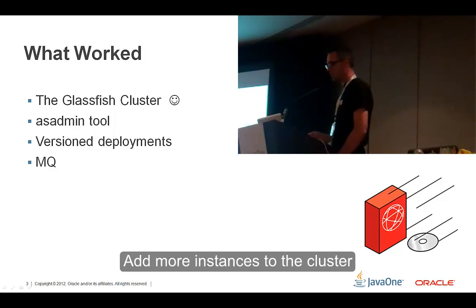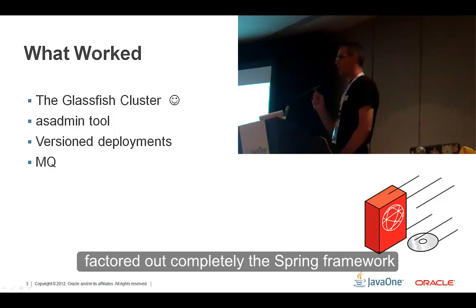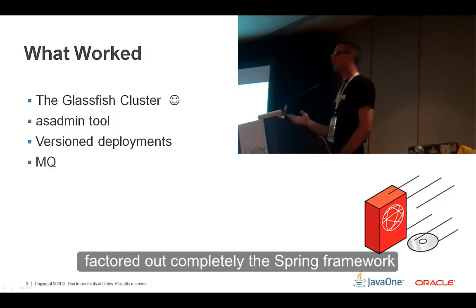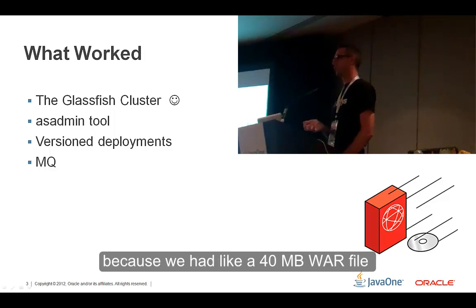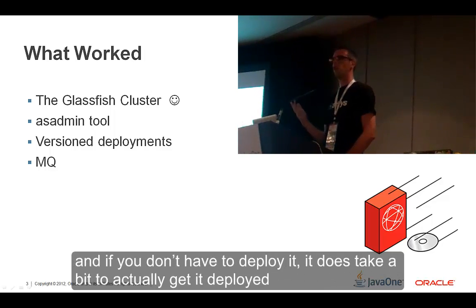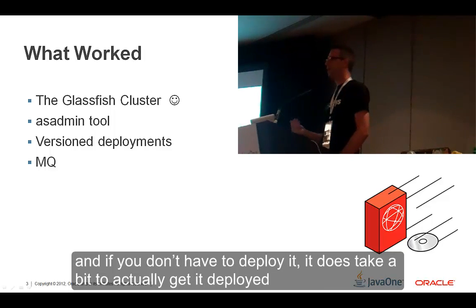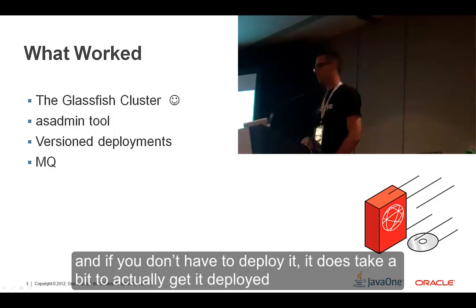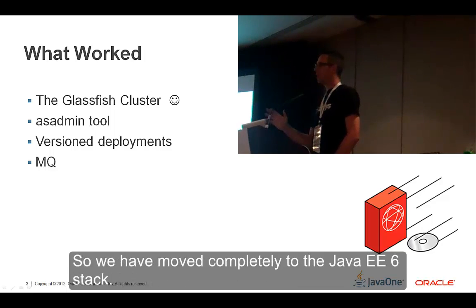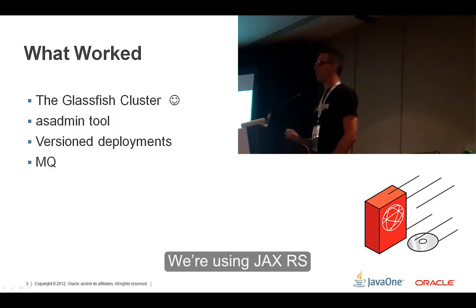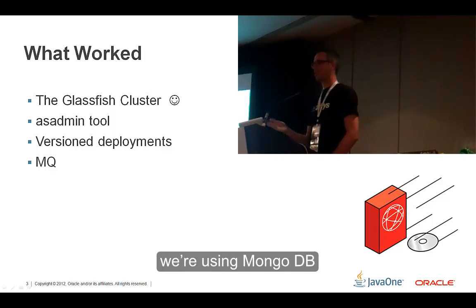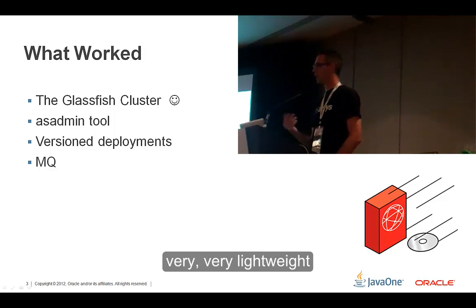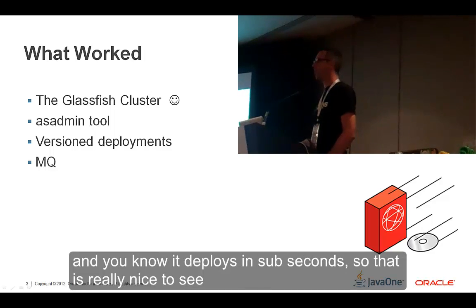Another important thing that we've done is that we've factored out completely the Spring framework, because we had like a 40 megabyte WAR file, and if you have to deploy it, it does take a bit of time to get that deployed. So we've moved completely to a Java EE6 stack where we're using JAX-RS, MongoDB, Elasticsearch, very, very lightweight, and it deploys in sub-seconds. So that's really nice to see.